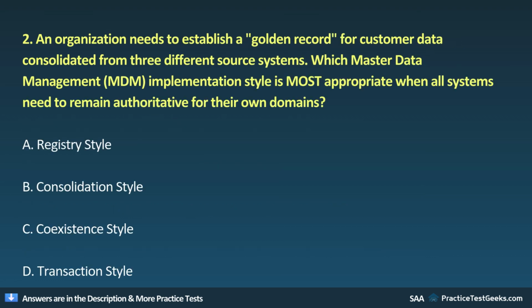2. An organization needs to establish a golden record for customer data consolidated from 3 different source systems. Which master data management (MDM) implementation style is most appropriate when all systems need to remain authoritative for their own domains? A. Registry style. B. Consolidation style. C. Coexistence style. D. Transaction style.